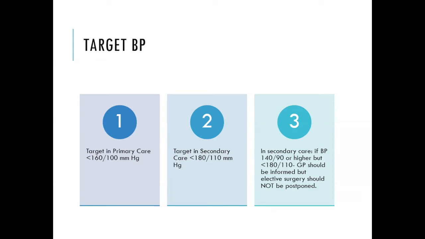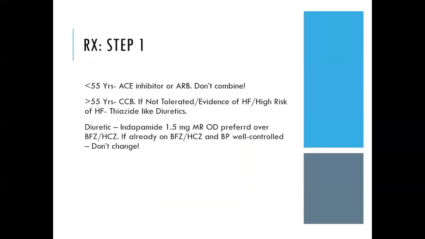Anyone having a blood pressure more than 140/90 but less than 180/110 needs something doing around it, but that doesn't mean you should postpone their elective operation. So whatever time you have got, you need to try and do something to control their blood pressure a bit better. Now, how do you do that to have an optimized outcome?